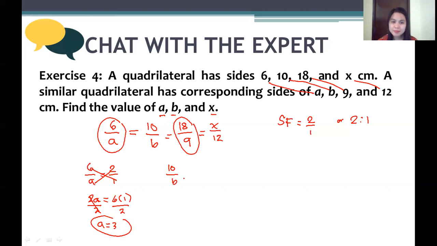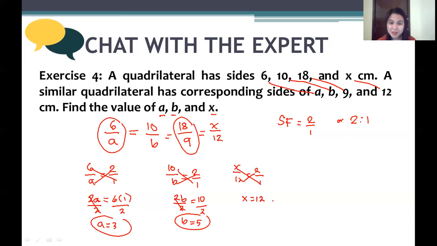Next, let's go to B. 10 over B equals 2 over 1. We cross multiply. Divide both by 2. So our B is equal to 5. Let's go to X. X over 12 equals 2 over 1. We cross multiply. Our X is equal to 24. And please don't forget the unit of measure, cm, cm, and cm.